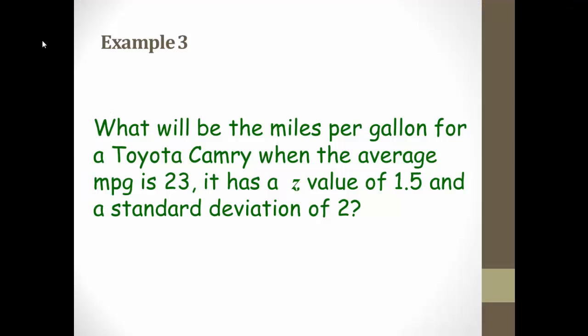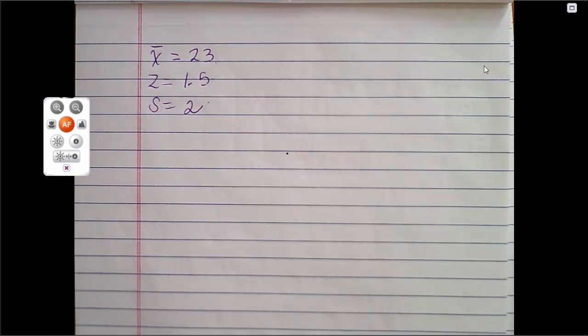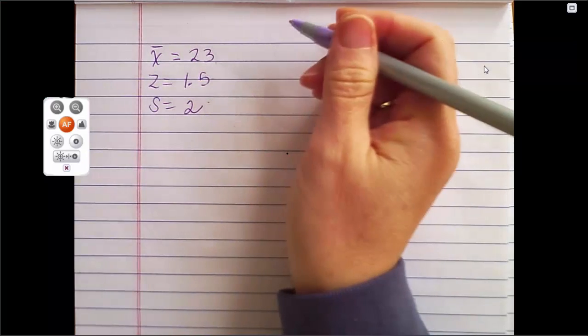So let's talk about this problem. What will be the miles per gallon for a Toyota Camry when the average miles per gallon is 23? I know its z-score is 1.5, and the standard deviation is 2. So in this kind of problem, I know the mean, the z-score, and the standard deviation. What I don't know is the actual data value. But we are in algebra. We have a formula. The formula has 4 parts. We know 3 of them. We can solve for the 4th.